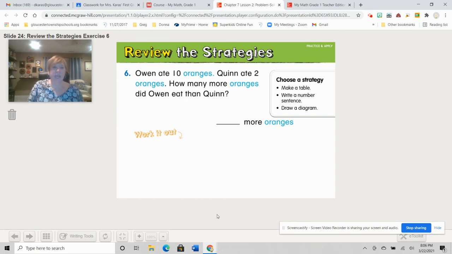Okay. All right, number 6. Owen ate 10 oranges. Quinn ate 2 oranges. How many more oranges did Owen eat than Quinn? All right, choose your strategy and come back to check your answer. The answer is 8. That could have just been a number sentence that you used to help solve it.